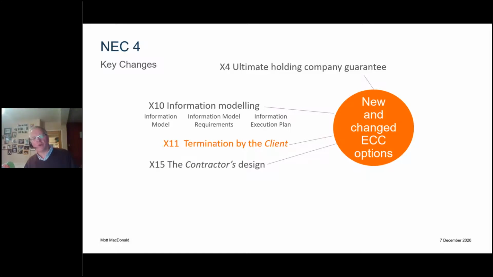X15 has always been called the contractor's design, and it has always reduced the contractor's liability from fit for purpose down to due skill and care.